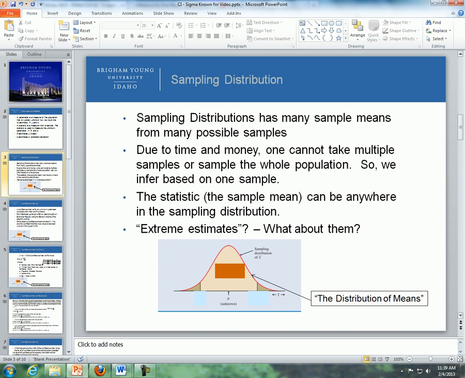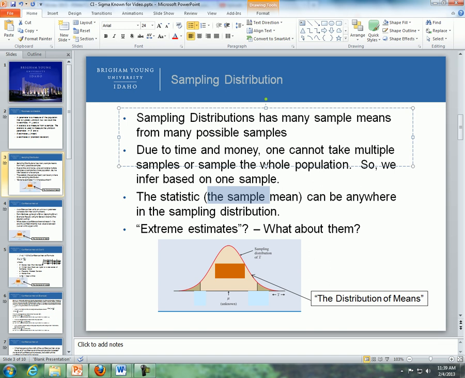The next item I want to review is sampling distribution. A sampling distribution, or the distribution of sample means, has many sample means from many possible samples. However, due to time and money, one cannot take multiple samples or sample the whole population, so we infer based on typically one sample. So the statistic, or the sample mean, can be anywhere in the sampling distribution. This is also called the point estimate. Say this is our sampling distribution, and mu represents our true population mean. We get an x bar here, here, or here. So there is some possible sampling error. If we have something close to the population mean, our x bar, then we'd be pretty good. But if we have something out here, then it might be concerning.